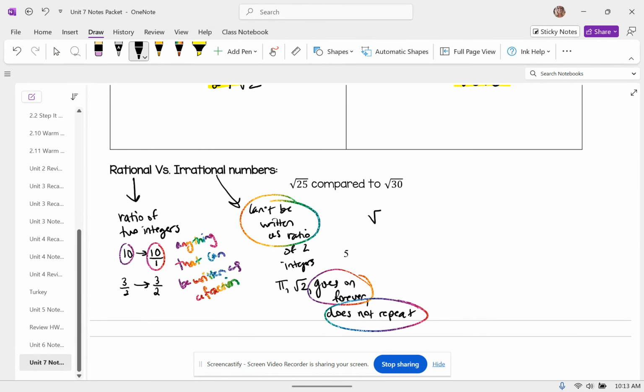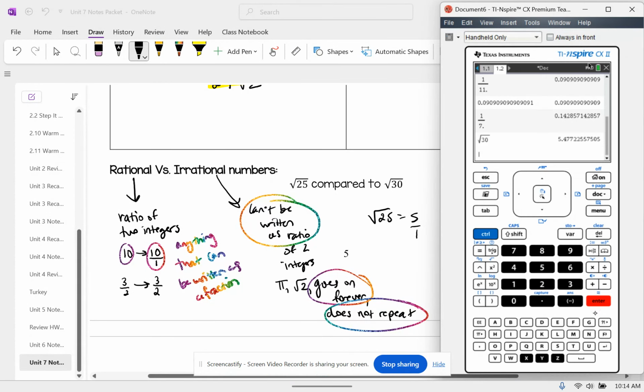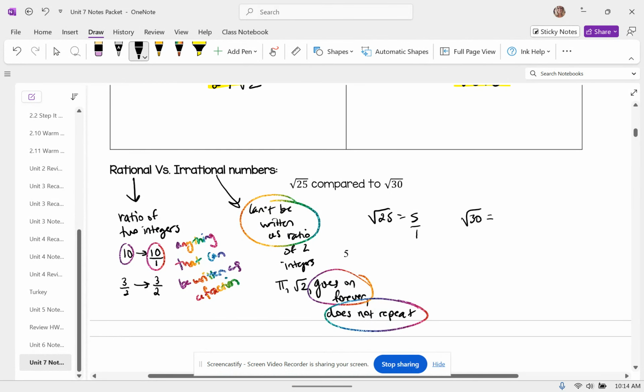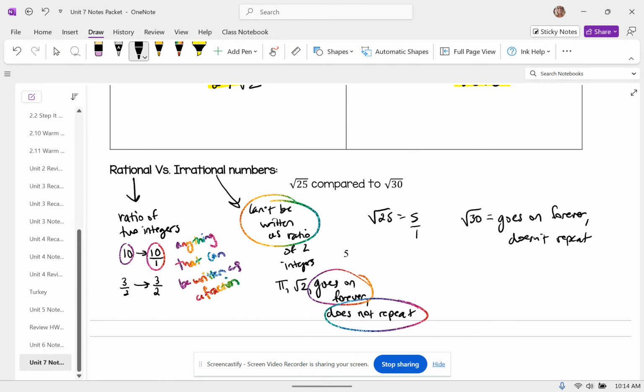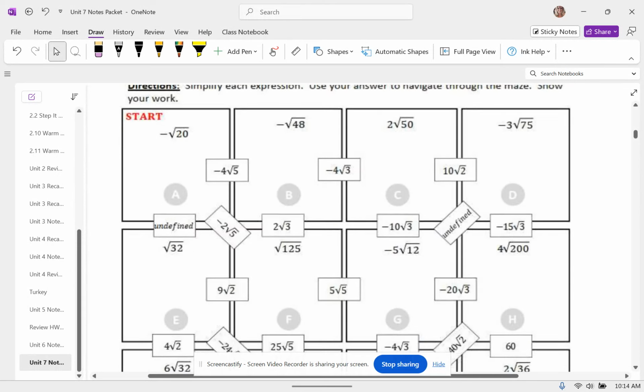So the square root of 25, it's a nice number, it's 5. I can write 5 as a ratio of 2 integers, whereas the square root of 30 is not a nice number. It ends up being, I don't know, let's type it in. Gross. Let's pick it up and see if it goes on forever. It does, okay? So we would just say, goes on forever, doesn't repeat. Okay, great.